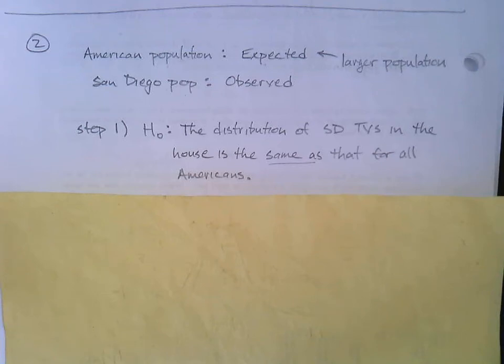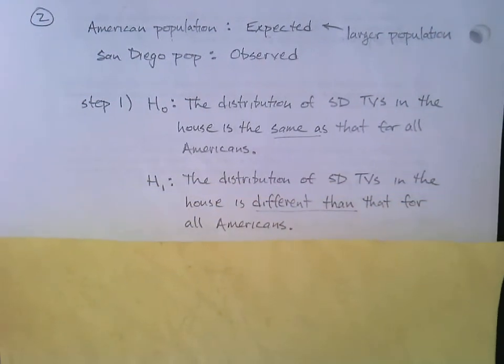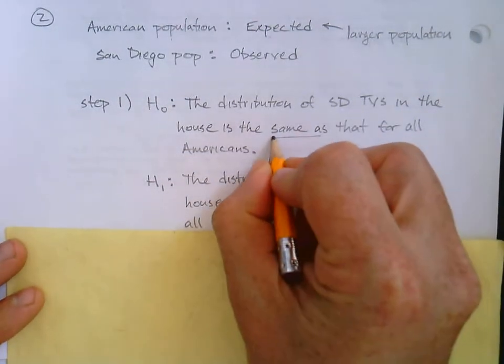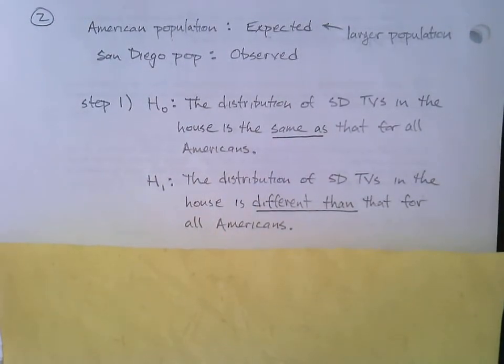So then what's our alternative hypothesis? We can change the word same to different, or different than, and we'll be fine. The distribution of San Diego TVs in the house is different than that for all Americans. Same as, different than, those are our two phrases. You could also say the distribution of San Diego TVs in the house is not the same as that for all Americans. That would be fine too. Not the same, different, it all works. But you've got to write it out in words.